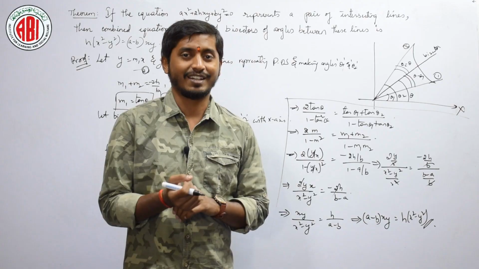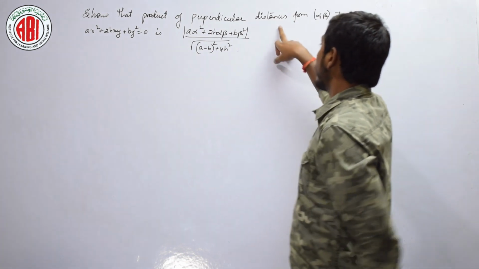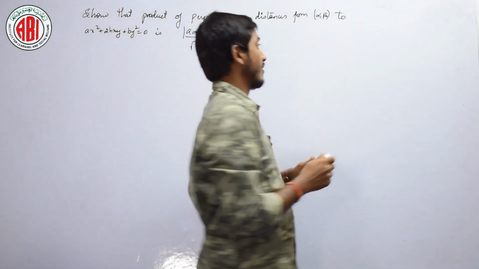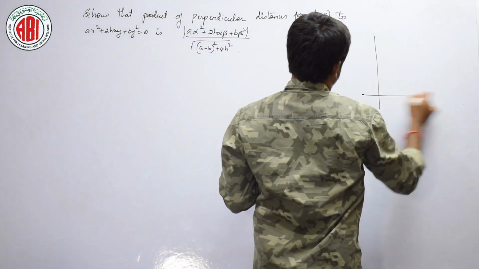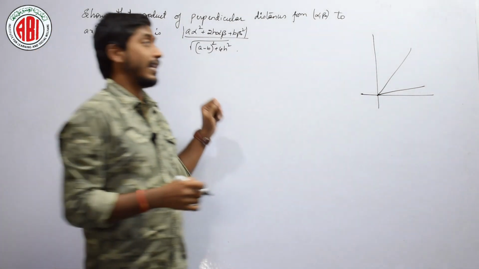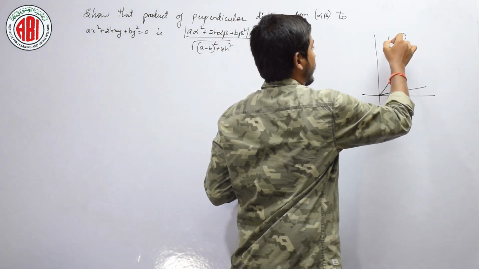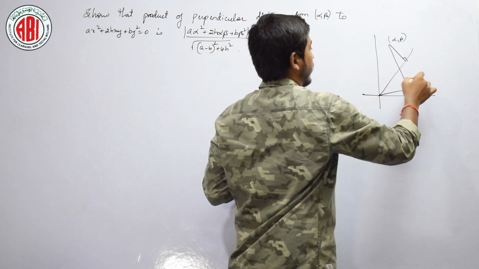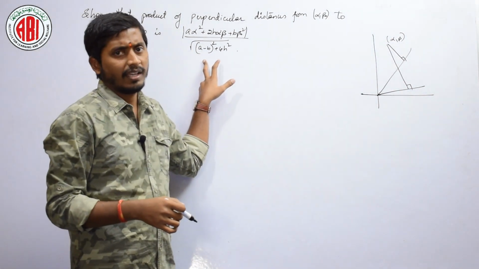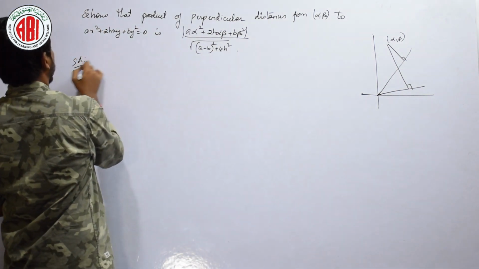Okay. Let us move on to the third theorem. The next question given here asks us to show that the product of perpendicular distances from a particular point to this pair of straight lines, right. Once again, there are two straight lines in the form ax square plus 2hxy plus by square. Then let us assume some particular point alpha comma beta. From this point to each line, the product of the perpendicular distances is given in this form, right. Shall we do it? Now what will be the first step for our solution?